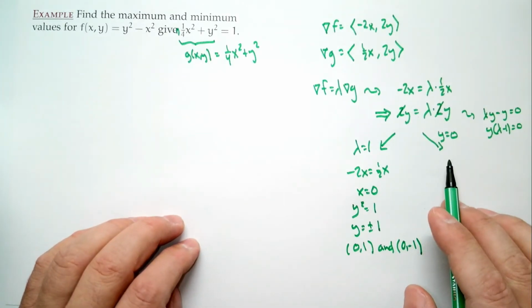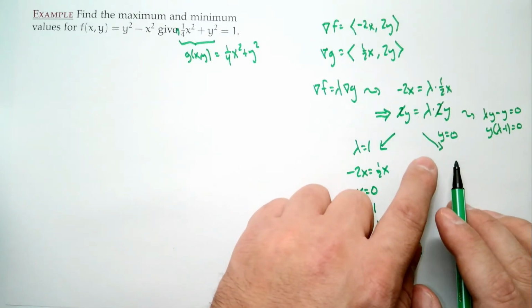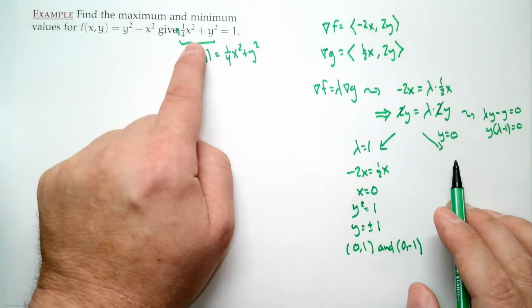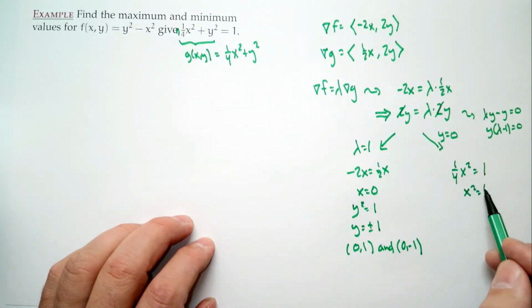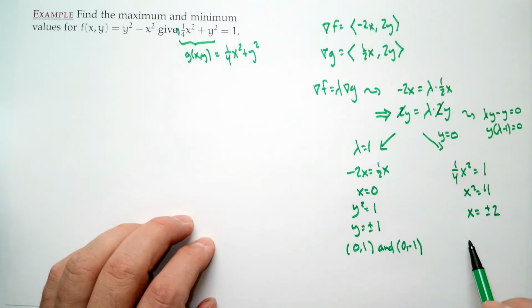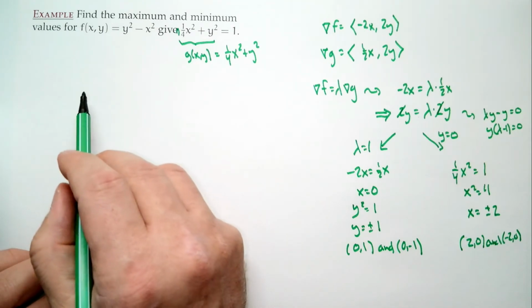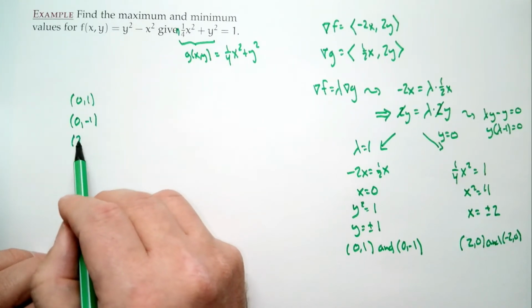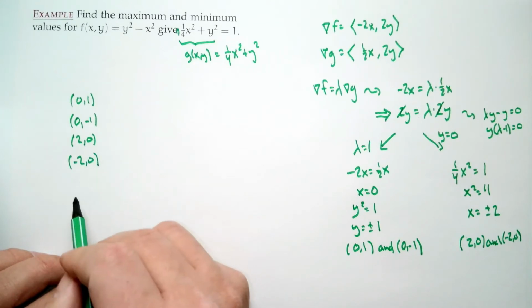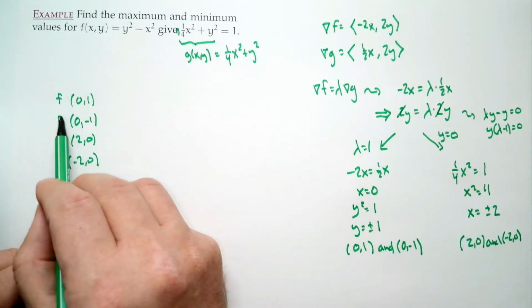Now, how about y equals 0? Well, if y equals 0, now I know what y is. Again, I can go right back to my constraint. That says that 1/4 x squared has to equal 1, or x squared has to equal 4. So what is x? Plus or minus 2. All right. So what does that give us? Well, it gives us the points 2, 0, and negative 2, 0. So we have a list of points. So the points where a max or min could occur are 0, 1, 0, negative 1, 2, 0, and negative 2, 0. So the next thing is we plug them in to our function.